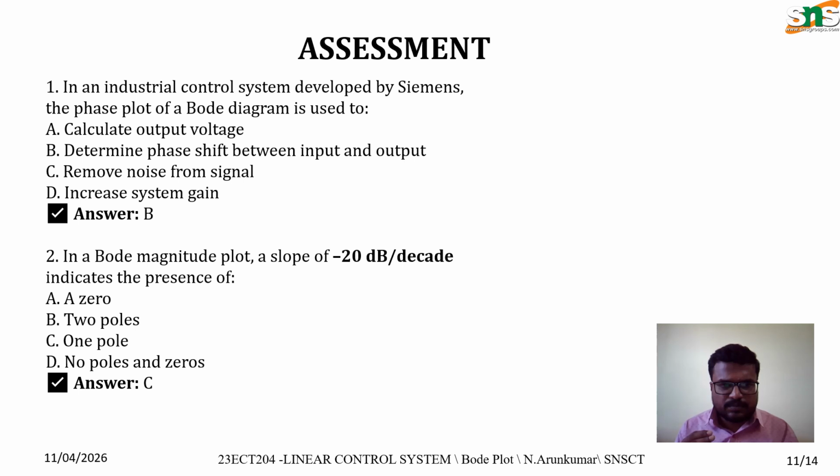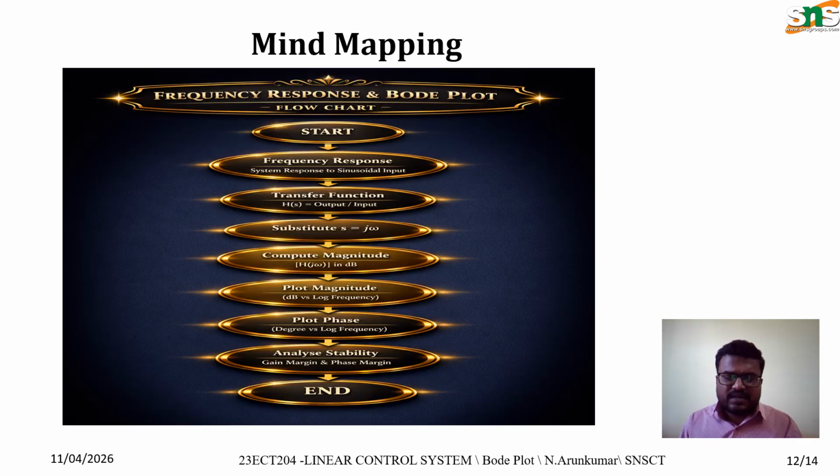And next one is Bode magnitude plot, slope of minus 20 dB per decade indicates the presence of: a 0, 2 poles, 1 pole, no poles and zeros. The answer is 1 pole, because it starts from the frequency. And we can know the status of each frequency response by using this step-by-step process.